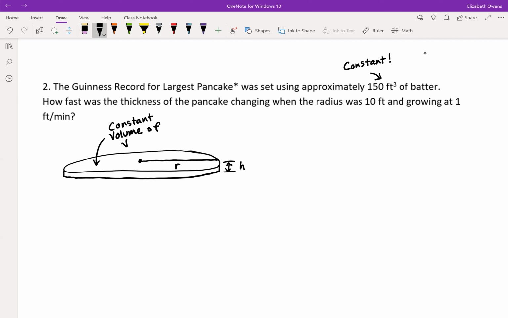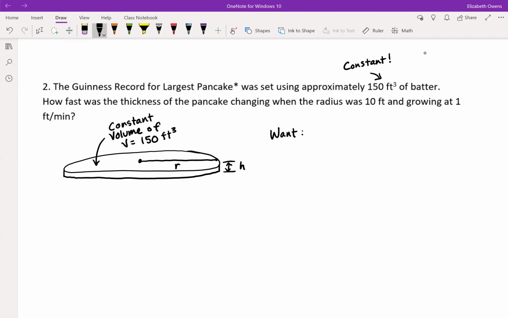of V equals 150 feet cubed. Okay, great job identifying that amount of batter. So that's a constant volume there. So we've got our sketch, we've got it labeled, we've got a constant on there, we've got our variables on there, and now let's identify what we want to find.